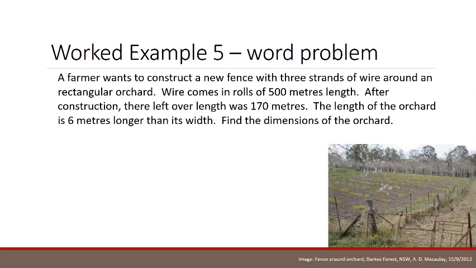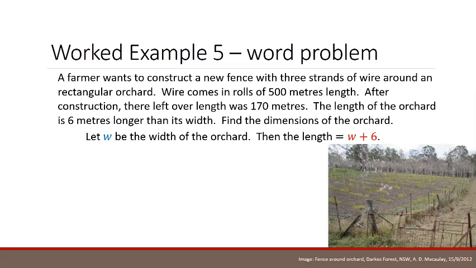Now, when we see a word problem like this, we may get a little confused. That's okay, we take it slowly and step by step. So we need to write down what we see in the question in mathematical terms. The first thing we want to do is to say, well, let W be the width of the orchard. It's not given in the question. Then the length is 6 metres longer than its width. So the length equals W plus 6.